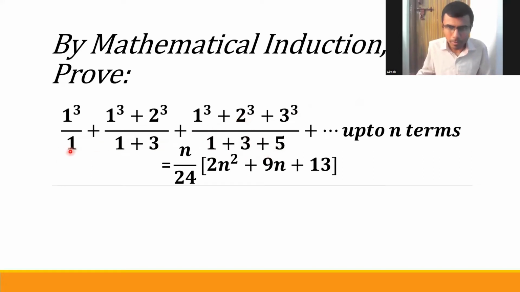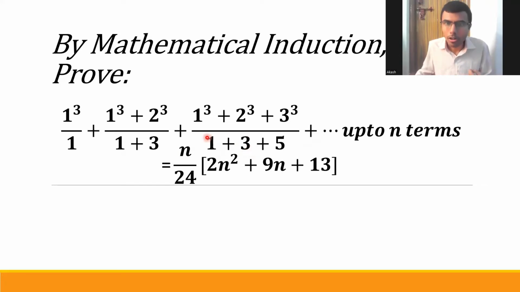Now, if you observe, this is like a pattern. 1 plus 3, 1 plus 3 plus 5, next will be 1 plus 3 plus 5 plus 7, and so on, it will go on till 2n minus 1. My end term is going to be 2n minus 1. How? Because if I put n as 1 in 2n minus 1, I get 2 times 1 minus 1, which is 1. If I put n as 2, it's going to be 2 into 2 minus 1, which is 4 minus 1, which is 3.